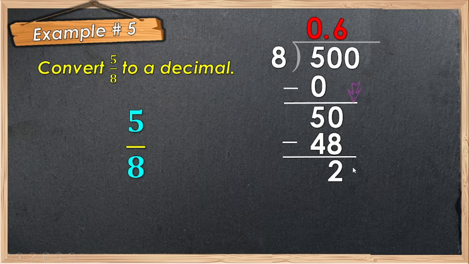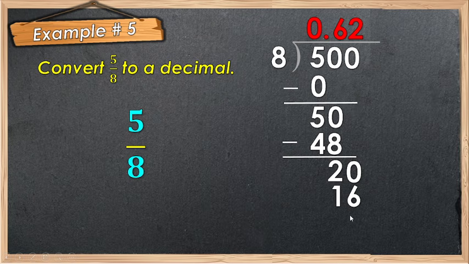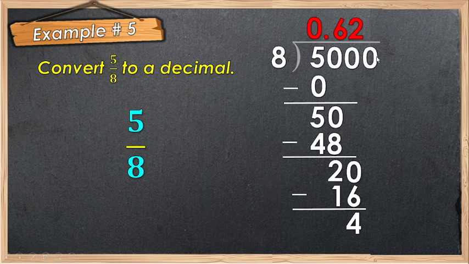Add 0 again. Then bring it down. So the answer must be 20. 20 divided by 8, the answer is 2. Right? Then multiply 2 to the value of 8. So the answer must be 16. Then 20 minus 16, the answer must be 4. And then add 0 again.